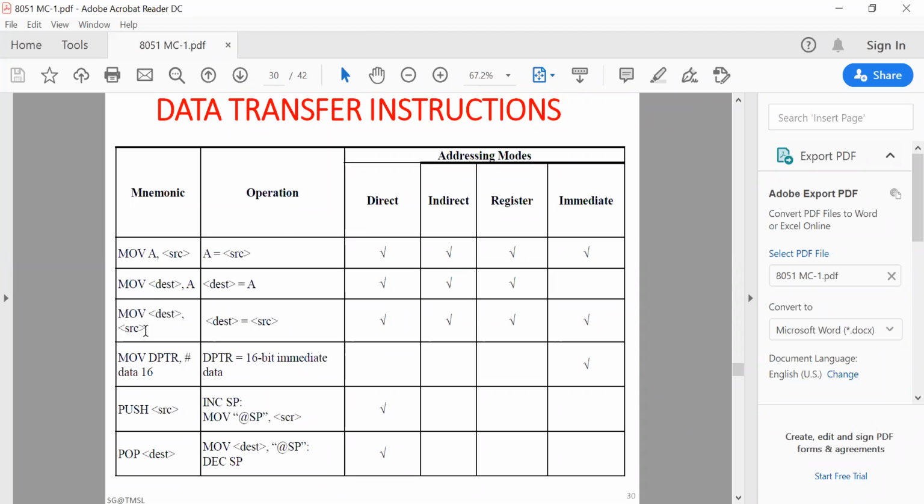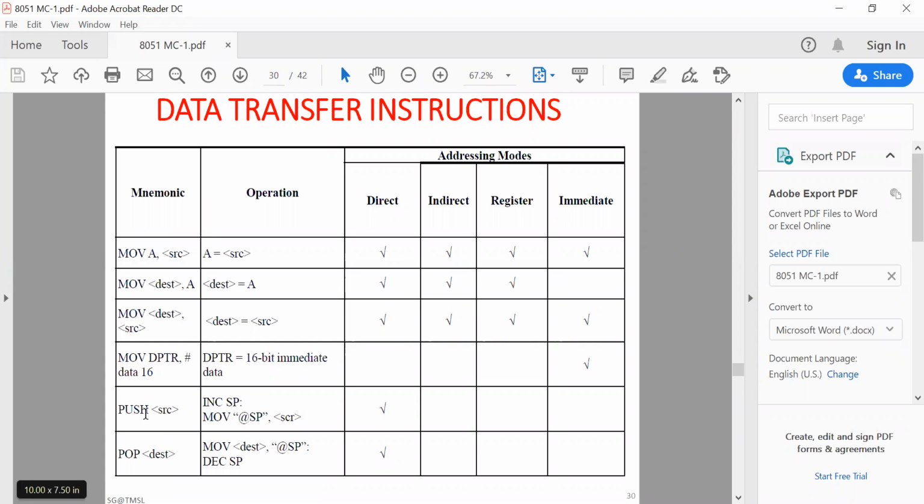MOV destination, source, the same thing. What is written initially is the destination, where the data must be stored. From the source to the destination, that is called data transfer. That's why these are called data transfer instructions. Okay. MOV DPTR, #any 16-bit data. That means the 16-bit immediate data is stored inside the data pointer or inside any memory address.